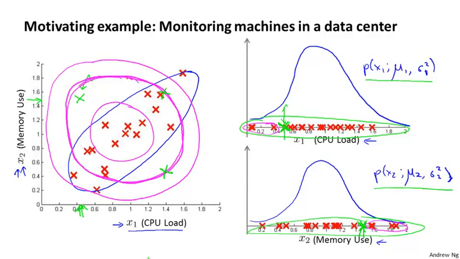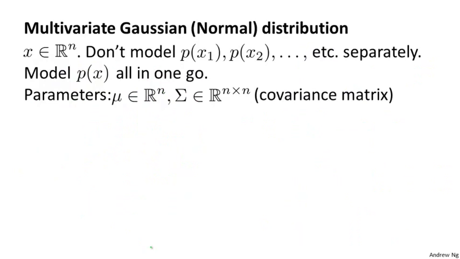So in order to fix this, we're going to develop a modified version of the anomaly detection algorithm using something called the multivariate Gaussian distribution, also called the multivariate normal distribution. So here's what we're going to do. We have features x which are in Rn, and instead of modeling p of x1, p of x2 separately, we're going to model p of x all in one go, all at the same time.